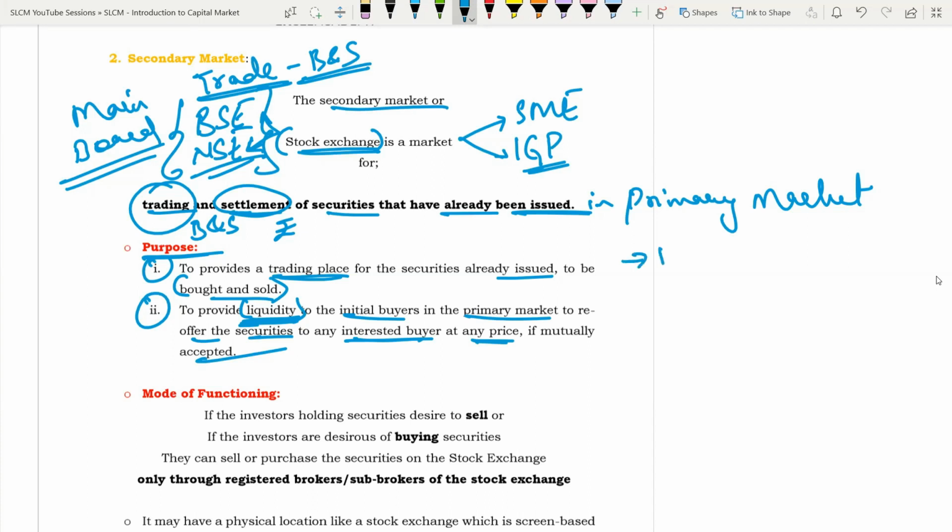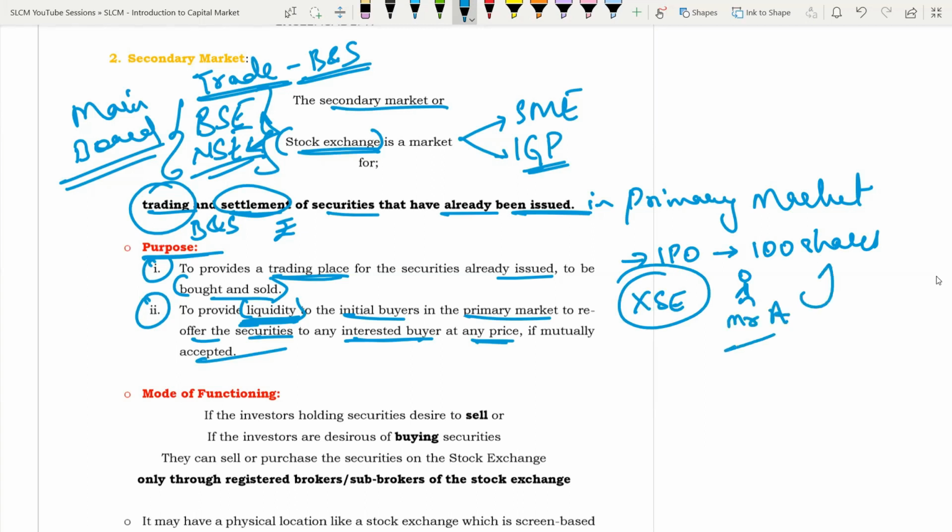Suppose a person has made an investment in the initial public offer of a company and he has been allotted 100 shares. Now, if there is no stock exchange, and this investor, Mr. A, wants to sell these 100 shares, where is he going to go? Can he go back to the company and say, reduce your number of shares and buy back the shares from me? How many times can the investors go and approach them? It is not possible, right? Hence, the establishment of the securities market is extremely important.